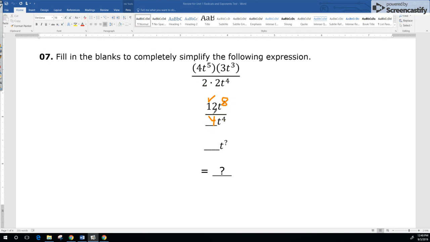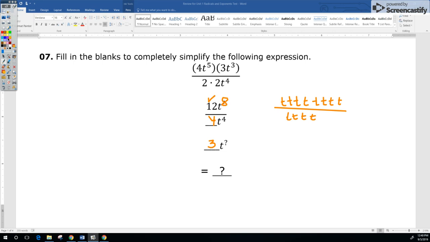Now what do we do? We divide these. So 12 divided by 4 is 3. And then we have 8 t's in the numerator: 1, 2, 3, 4, 5, 6, 7, 8. 4 t's in the denominator. And then we get to cancel because we're dividing. T divided by t is 1, four times. So we're left with 4 t's in the numerator. So my final answer is 3t to the 4th power.